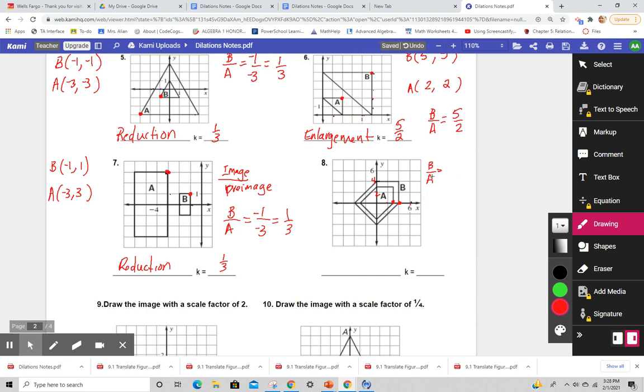Okay, so B is located, let me see if I have room to write that. B is located at 4, 0. And A is located at, all right, so this is 2, this is 4, between it is 3. So this is 3, 0. So we'll take the ratio of the x and y. So that's going to be 4/3. So this is enlargement with a scale factor of 4/3.